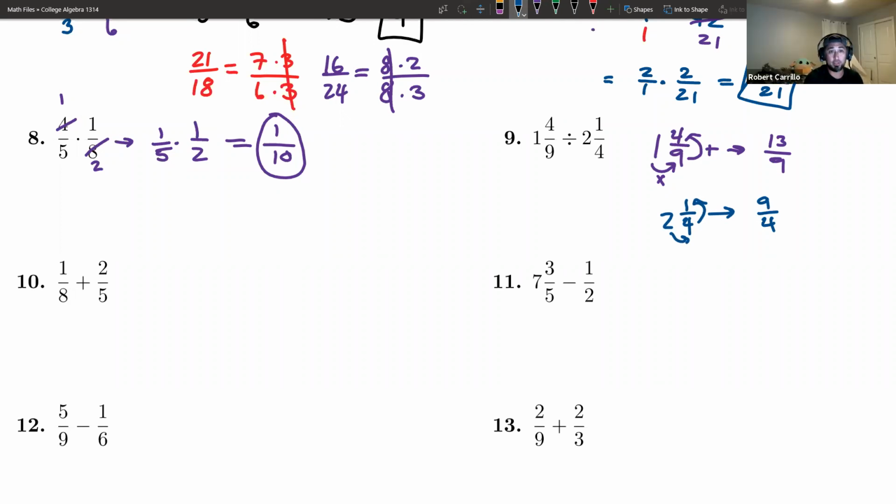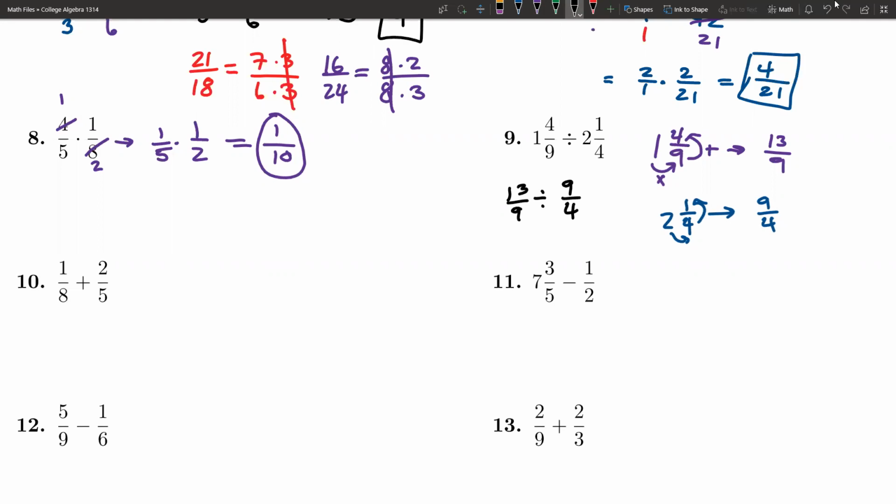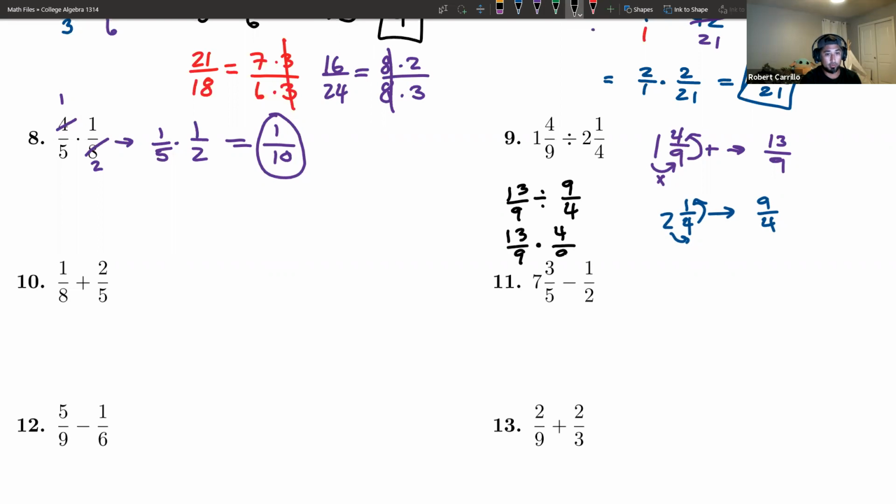Okay, so now here's what I'm going to do. I'm going to rewrite it now. So this is now, I use the black pen, 13/9 divided by 9/4. And now we need to flip and change the sign. So 13/9 times 4/9. Good. And now we see that there are no factors in common. 13 and 9, nothing. 9 and 4, nothing. So now we multiply straight across. All right. What's 13 times 4?